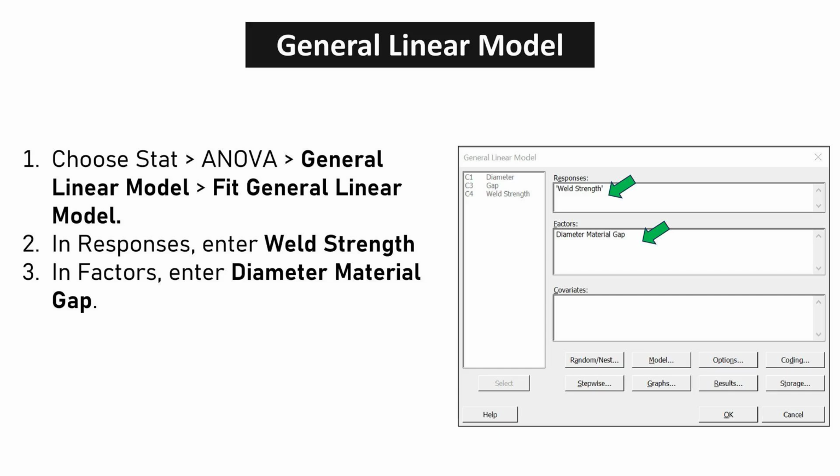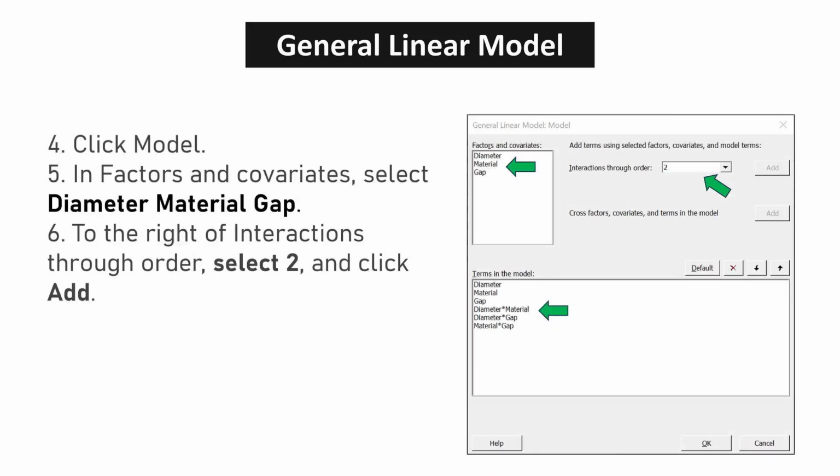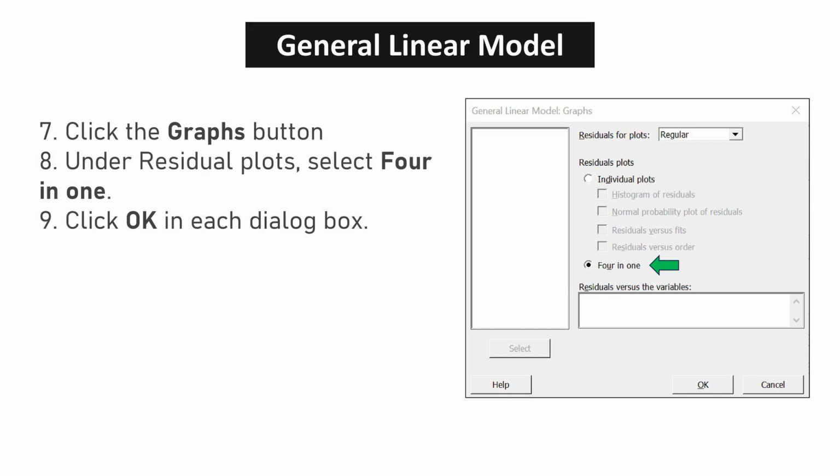Choose Stat, ANOVA, General Linear Model, Fit General Linear Model. In responses, enter weld strength. In factors, enter diameter, material, gap. Click Model. In factors and covariates, select diameter, material, gap. To the right of interactions through order, select 2, and click Add. Click the Graphs button. Under Residual Plots, select 4 in 1. Click OK in each dialog box.